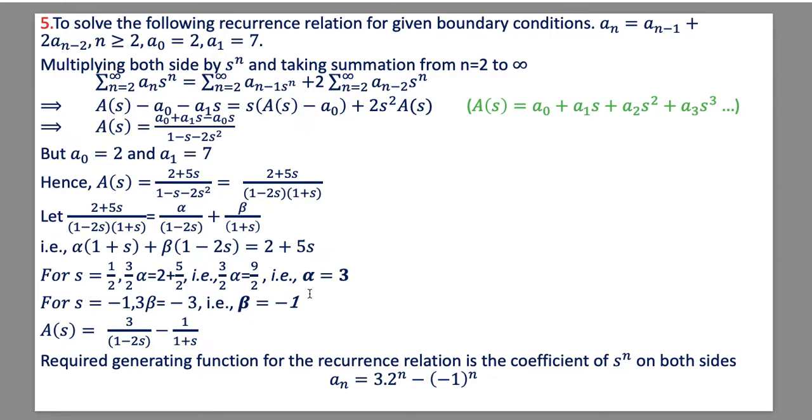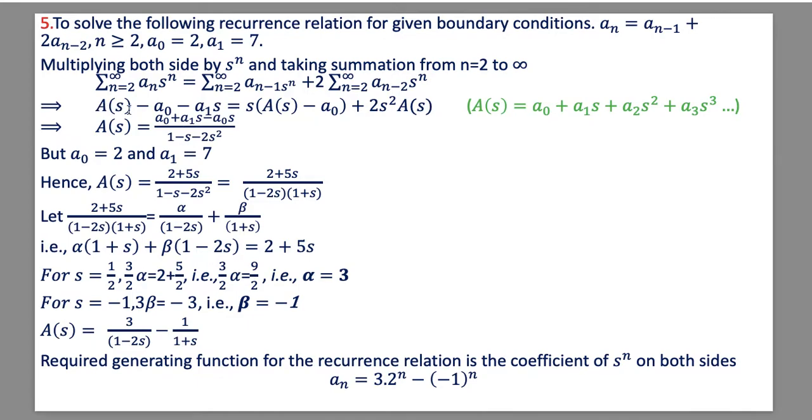Then we write the terms, simplify it, take the partial fractions, find the values of alpha and beta, and we get the generating function. And using the generating function, we write the solution of the recurrence relation. The steps are the same for all the problems. So here it is, sigma n equal to 2 to infinity an s raised to power n equal to sigma n equal to 2 to infinity an minus 1 s raised to power n plus 2 sigma n equal to 2 to infinity an minus 2 s raised to power n.